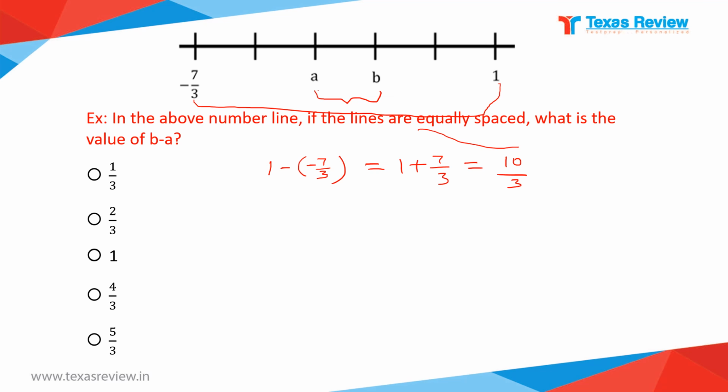Now as this gap is divided into 5 equal parts, I am dividing this by 5. That gives me 2/3. So now we understand each gap is 2/3. In fact, B minus A is also the distance between A and B, which is nothing but 2/3. So the correct answer is the second option, 2/3. Let's see one more example on the number line.